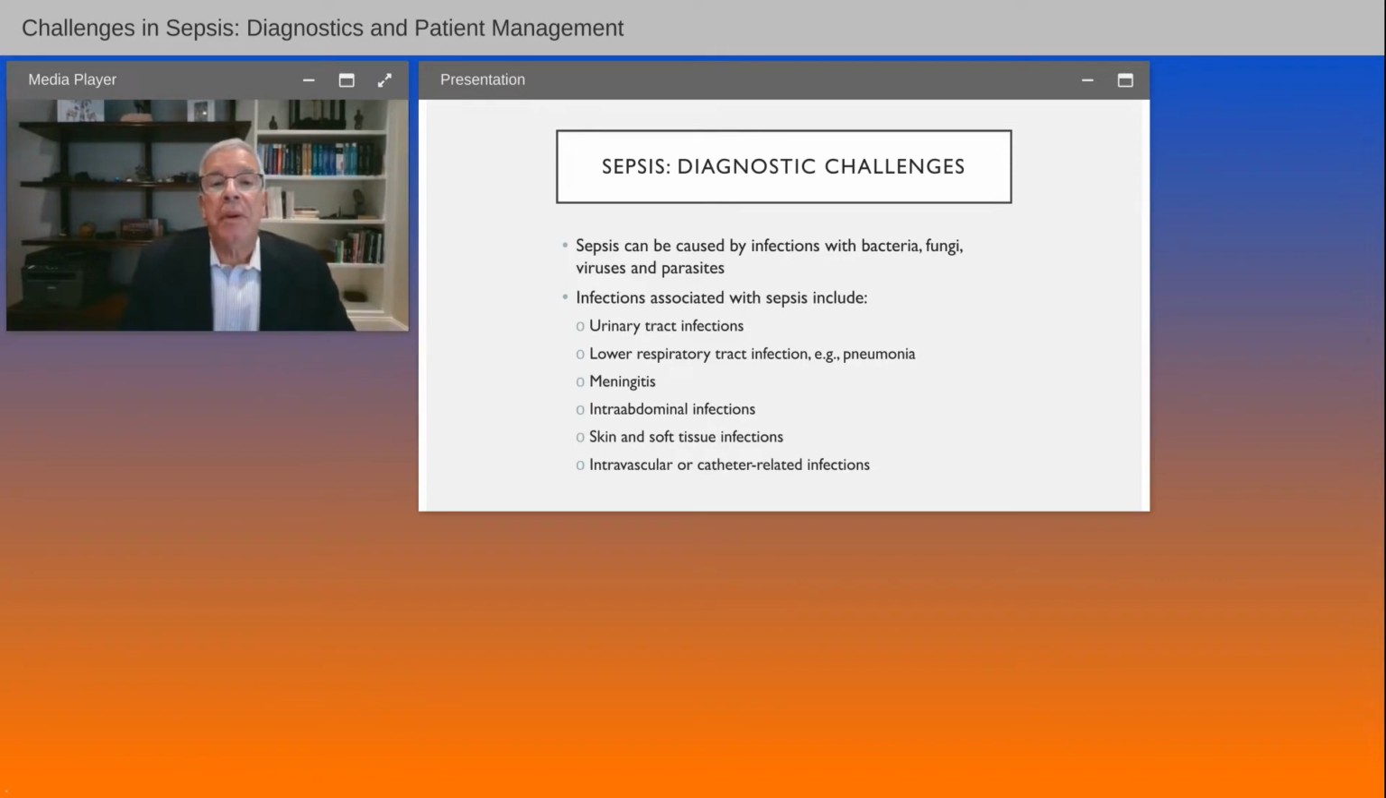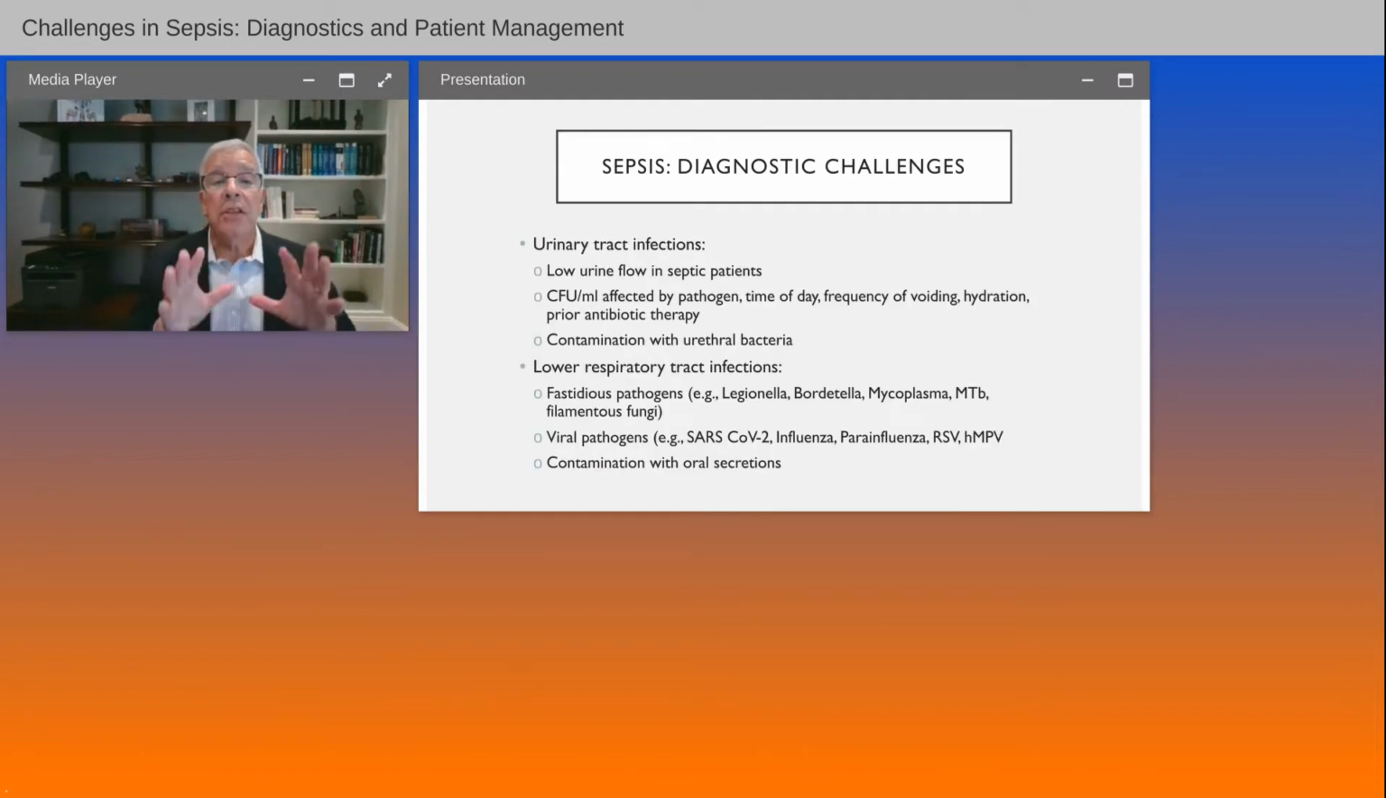Now, sepsis can be caused by infections with a variety of organisms. Bacteria and yeast are what we look for in blood cultures, and for most of our cultures, that's what we look for. Filamentous fungi, viruses, and parasites, we don't look for unless we specifically suspect those infections. So there are causes of sepsis that unless we have a high index of suspicion, we're not going to be able to detect them. Infections associated with sepsis include urinary tract infections, which is the most common, lower respiratory tract infections like pneumonia, which is the second most common, and then other types of infections like meningitis, intra-abdominal infections, skin and soft tissue infections, and intravascular or catheter-related infections.